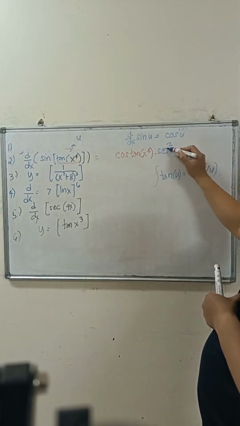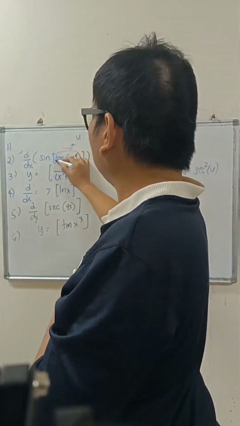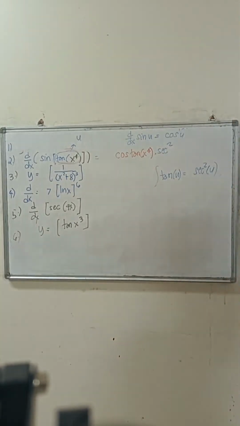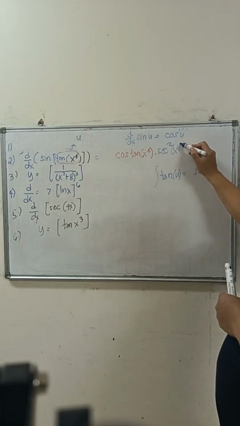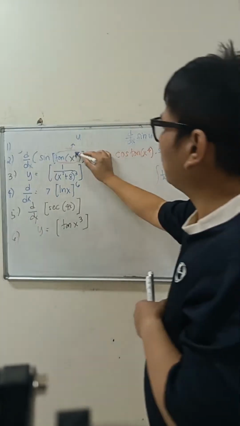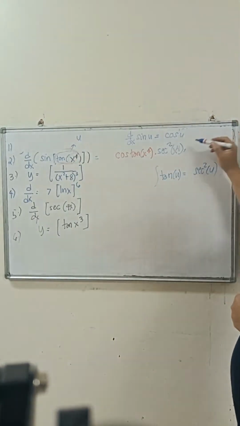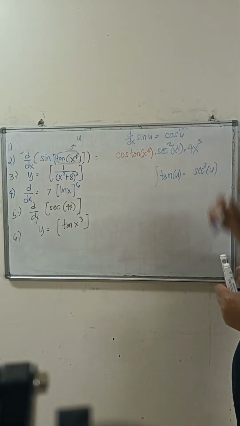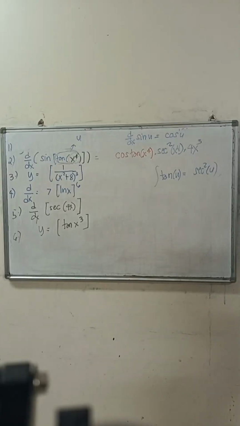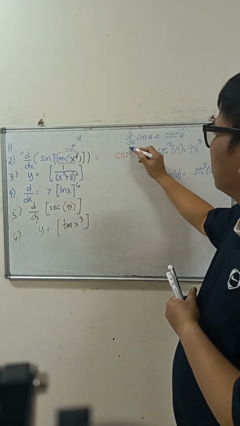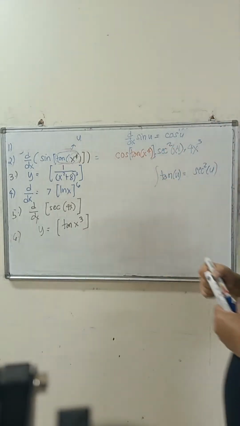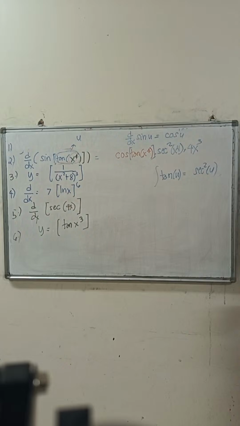We are differentiating this one, so we need to say secant squared u, so x to the 4th. And then the inside derivative of u, because this is already the u of the second part, x to the 4th, so 4x cubed. This is the answer. So we need to put it like this: cosine of tangent x to the 4th times secant squared of x to the 4th times 4x cubed.